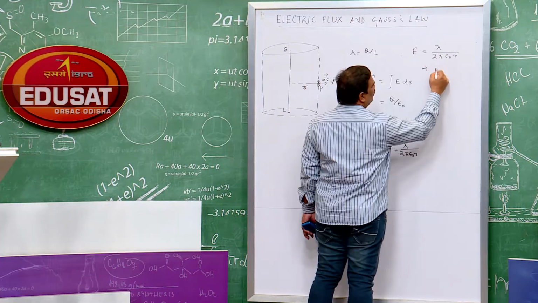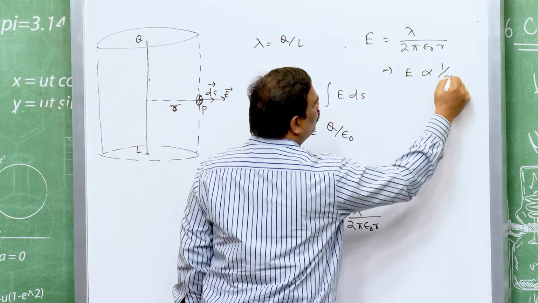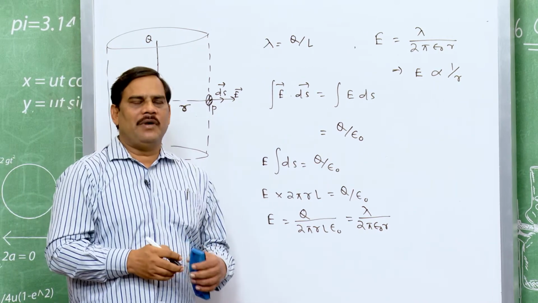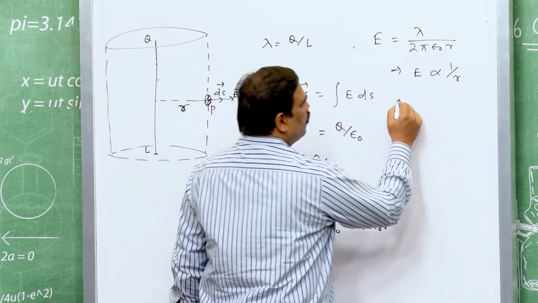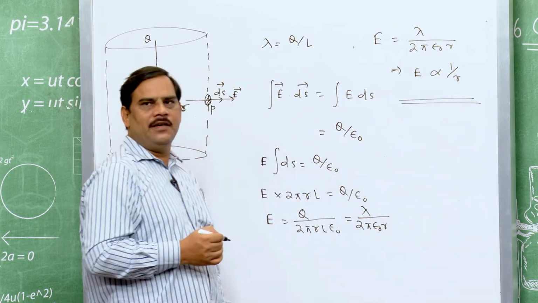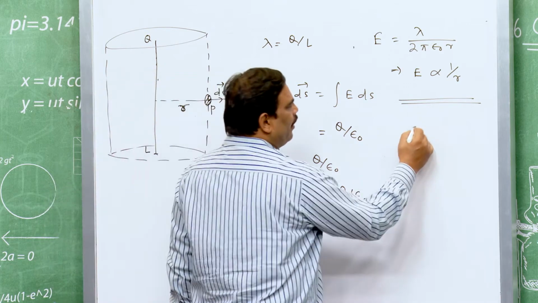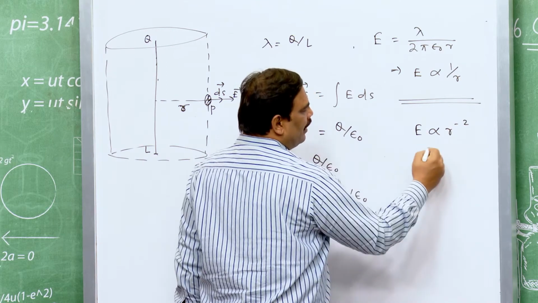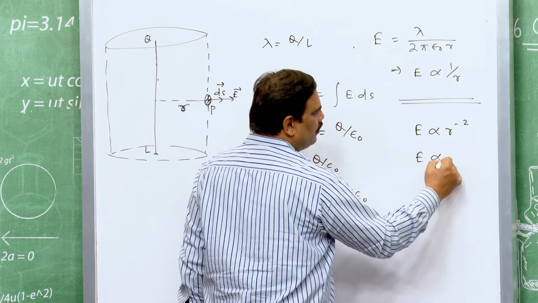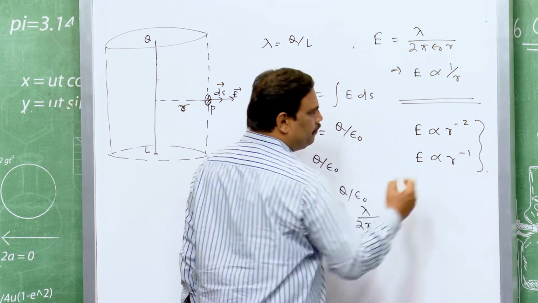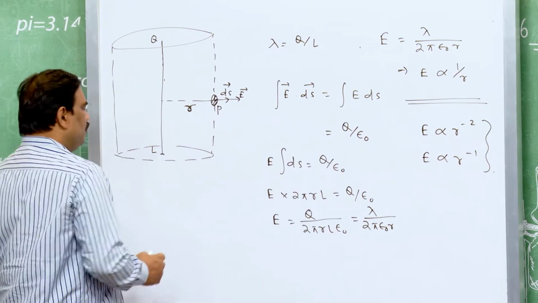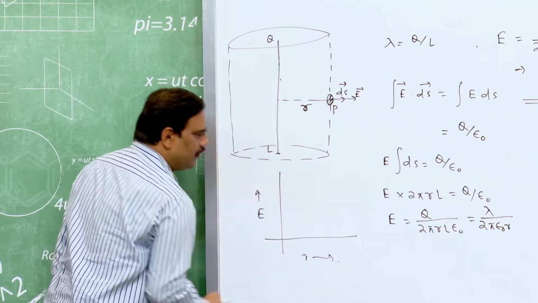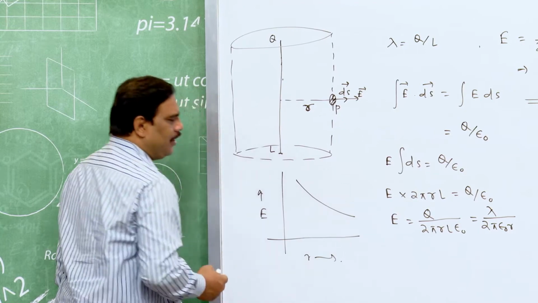This implies that due to a linear charge, E is proportional to 1 by r, or it varies with r to the power minus 1. If we compare this electric field with that of a point charge, for a point charge the electric field is proportional to r to the power minus 2. For a linear charge it is proportional to r to the power minus 1. And if I draw the graph of electric field versus distance r, we get a rectangular hyperbola.